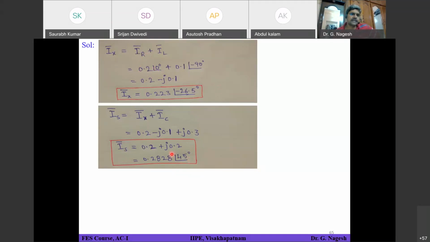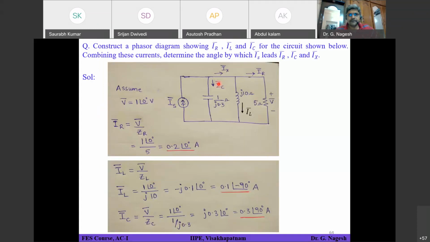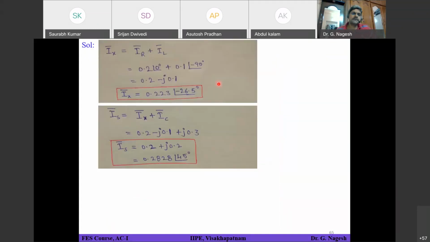Next, they have asked what is the angle by which your IS leads IC. So what is that angle? IS leads IC by how much angle? Again you are getting 45? Minus 45? No, 135?